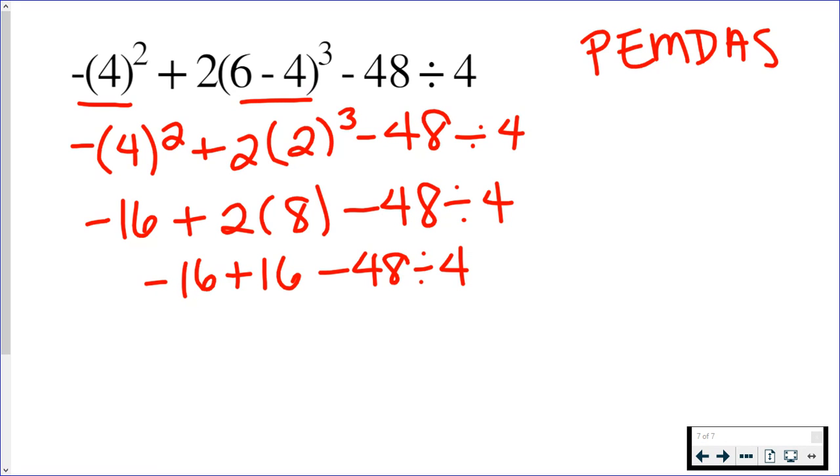Now I can move on to division. Negative 48 divided by 4 is negative 12. The negative in front of the 48 goes with it. So this becomes negative 12.